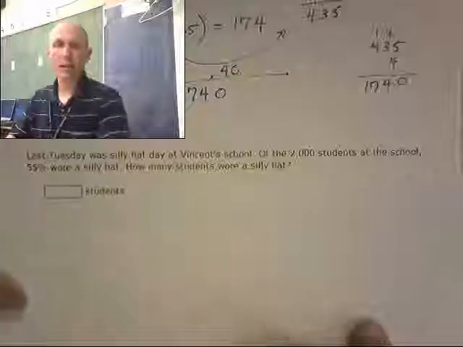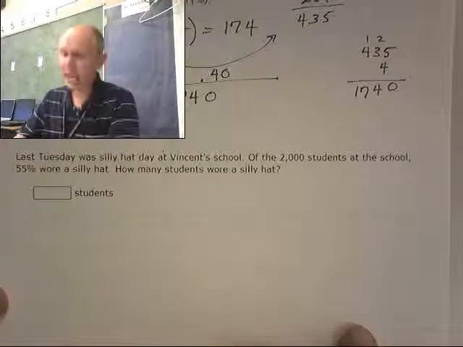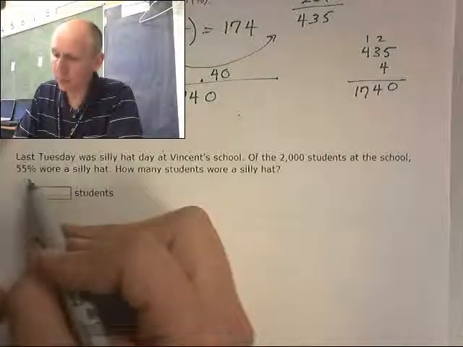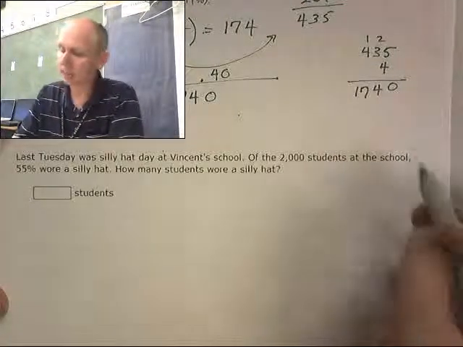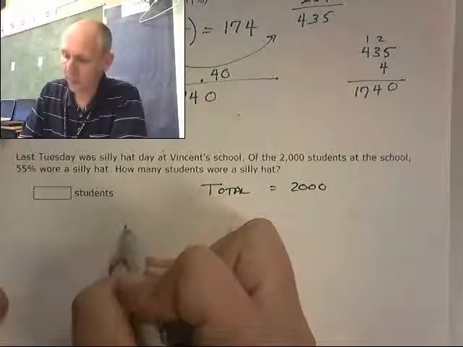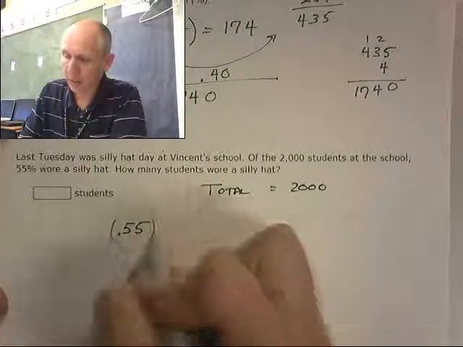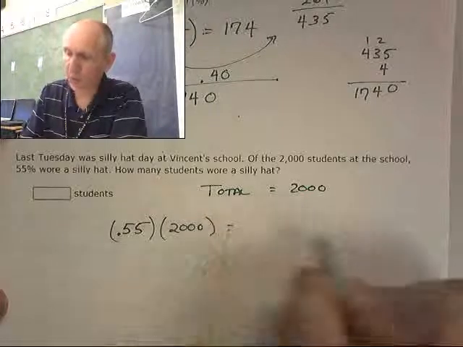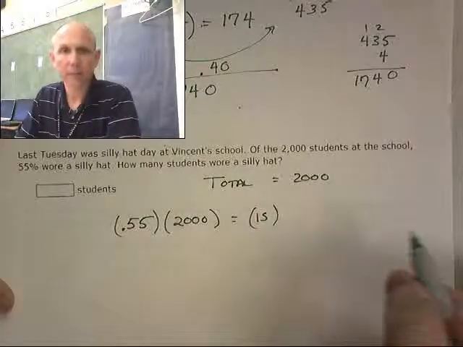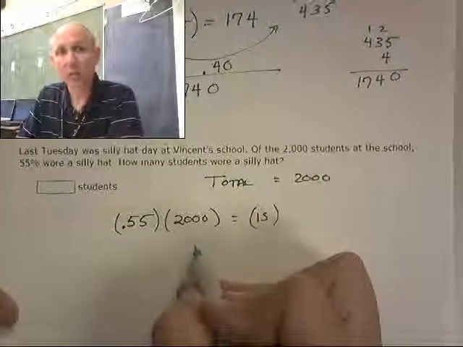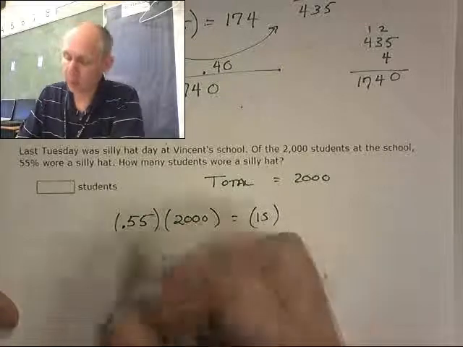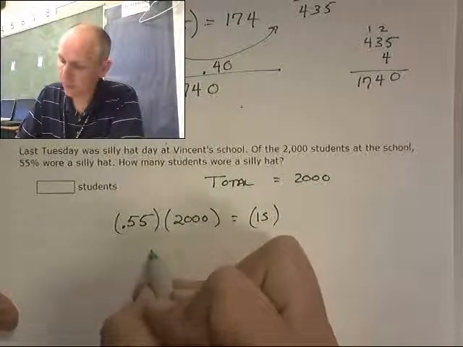And our final one. Last Tuesday was Silly Hat Day at Vincent's school. Of the 2,000 students at the school, 55% wore a silly hat. How many students wore a silly hat? Well, what's my total? Total is 2,000. So I have 55% of the total equals the number of hats. Well, what do I do here? Division, multiplication, adding, subtracting, integration? Let's go with multiplication. So this is 2,000 times 55.